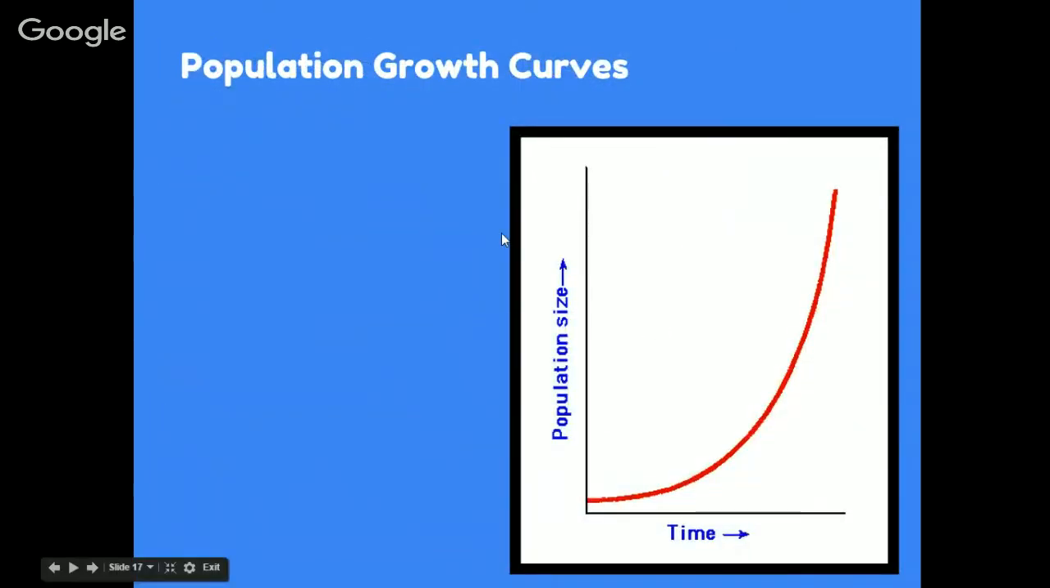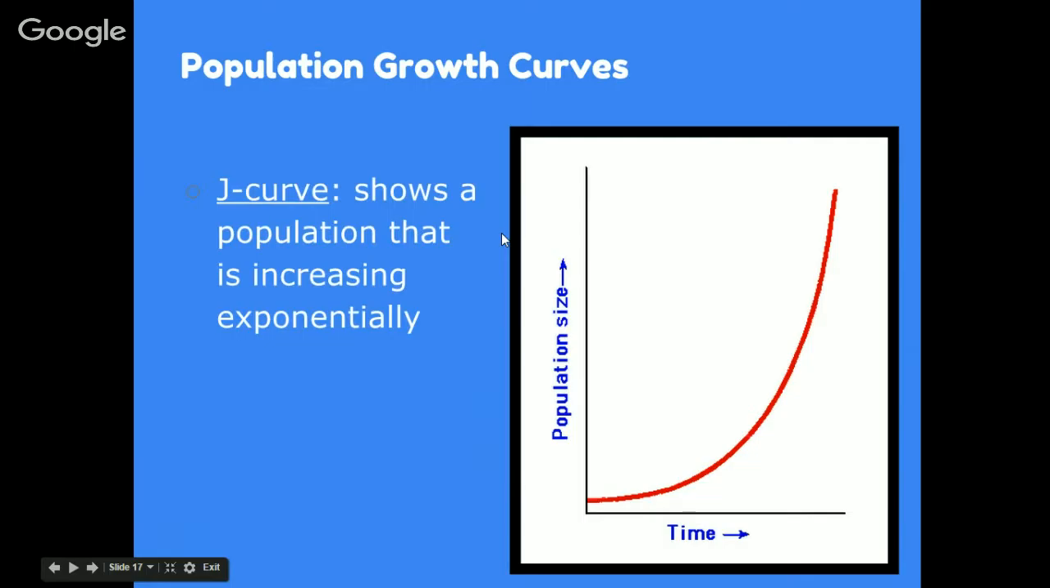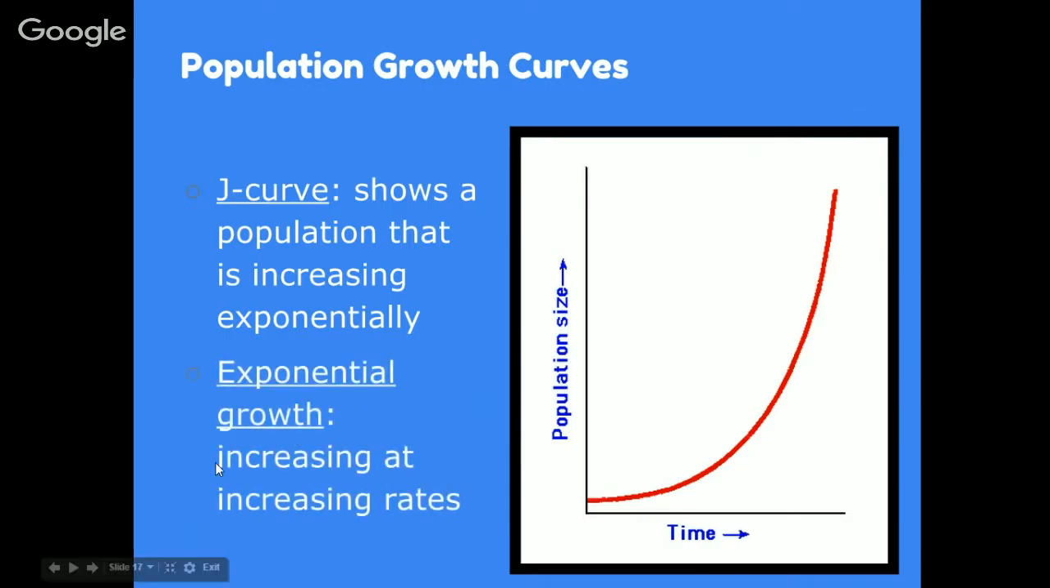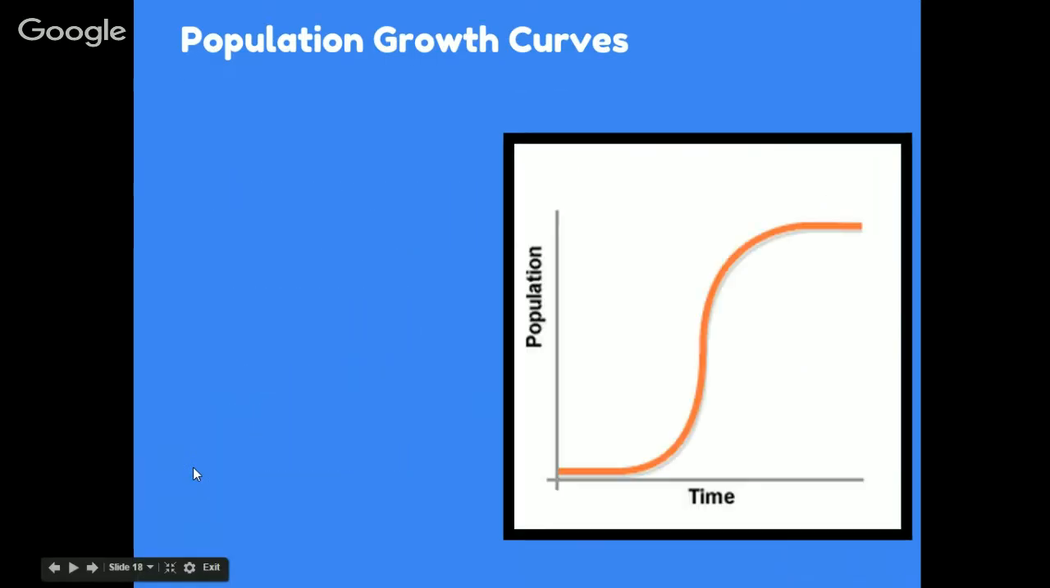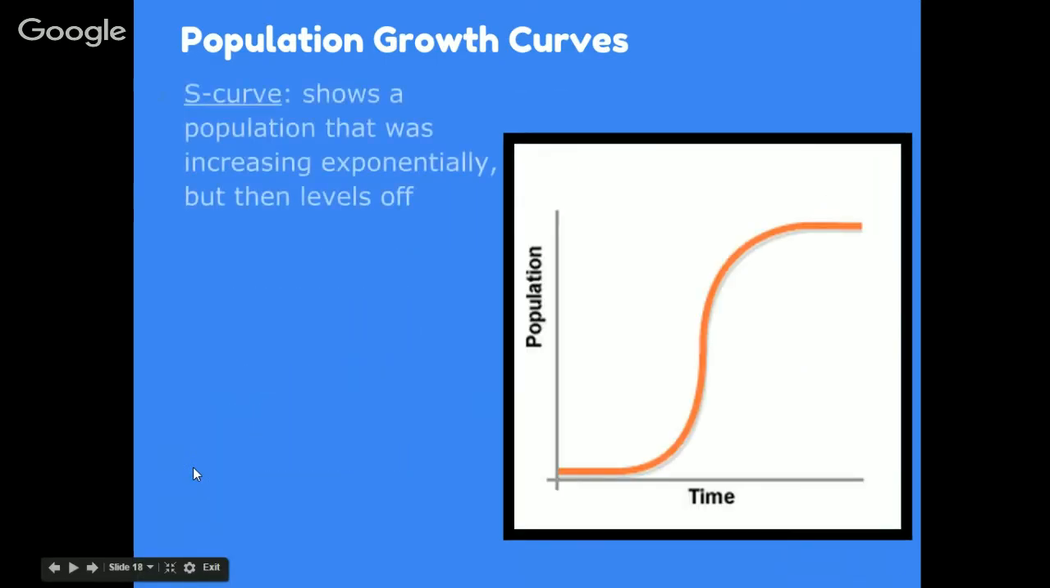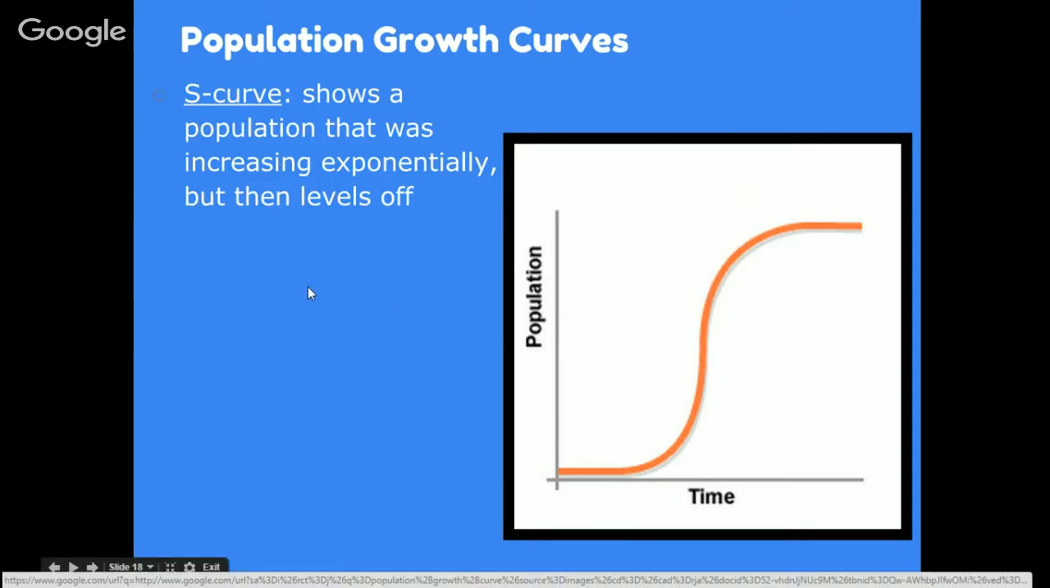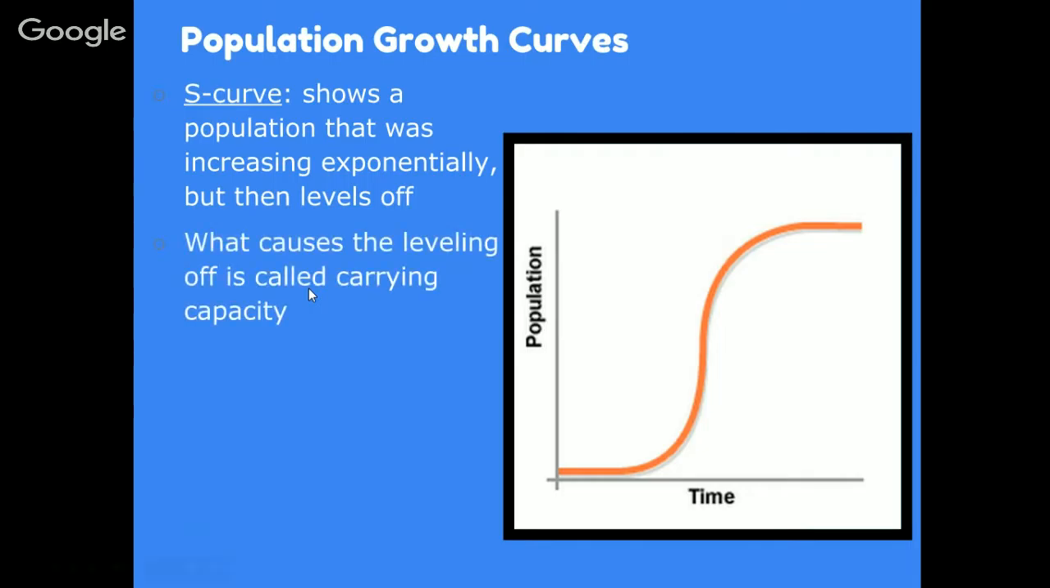Now we're going to talk about our J curves as well, which shows a population that's increasing exponentially, meaning it continues to go up and up and up to a certain exponent. And we will see it's increasing at increasing rates. Our S curve is going to show a population that was increasing exponentially. You see the first part of this S is actually a J curve, but then it levels off. And what causes the leveling off is called carrying capacity.